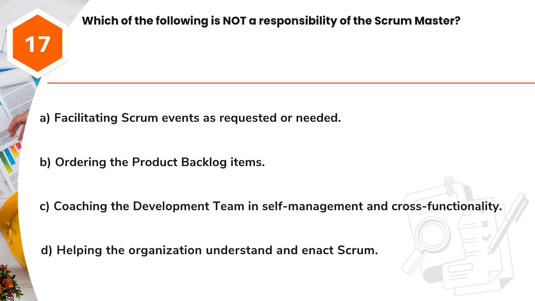Question 17. Which of the following is not a responsibility of the Scrum Master? A. Facilitating Scrum events as requested or needed. B. Ordering the product backlog items. C. Coaching the development team in self-management and cross-functionality. D. Helping the organization understand and enact Scrum.